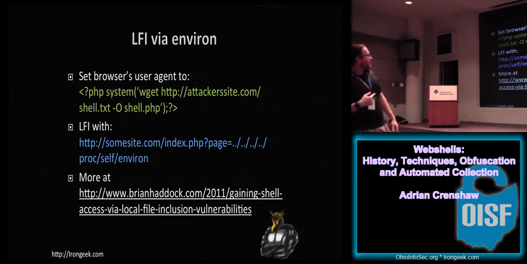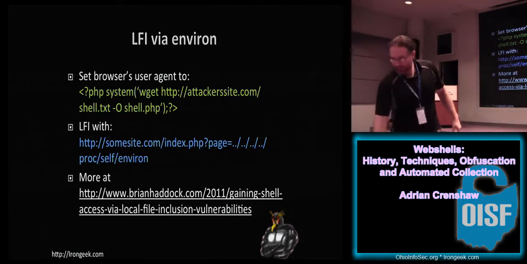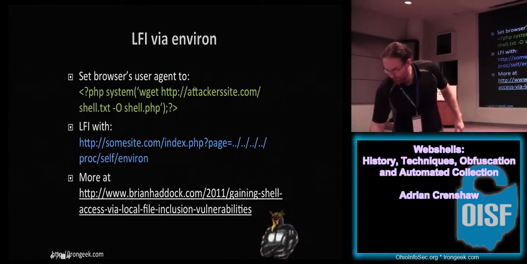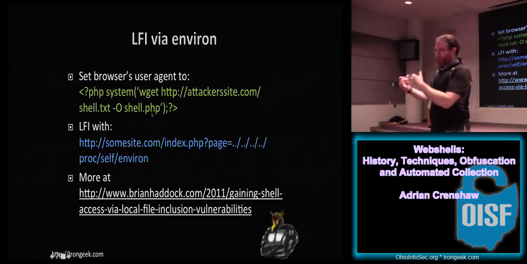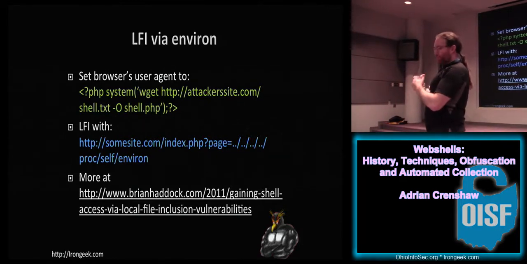Well, people started to find that if they set stuff like the user agent, like here you see I've set my user agent. If I set my user agent to that, and then I try to grab environ using a local file include, it'll include this PHP inside of the executing PHP script on the remote website. It'll try to get a particular shell, and from there I can output that shell and then use that shell. This is an example of using local file includes and environment variables.